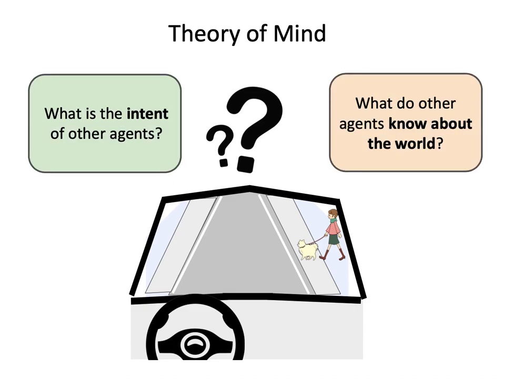Questions such as these can be generalized into questions such as, what are the intentions of other agents? And what do other agents know about the world? Which in essence can be nicely wrapped into the specific study of theory of mind, where we are consistently trying to figure out what the beliefs of other agents are. Beliefs as well as intents, desires, and goals.